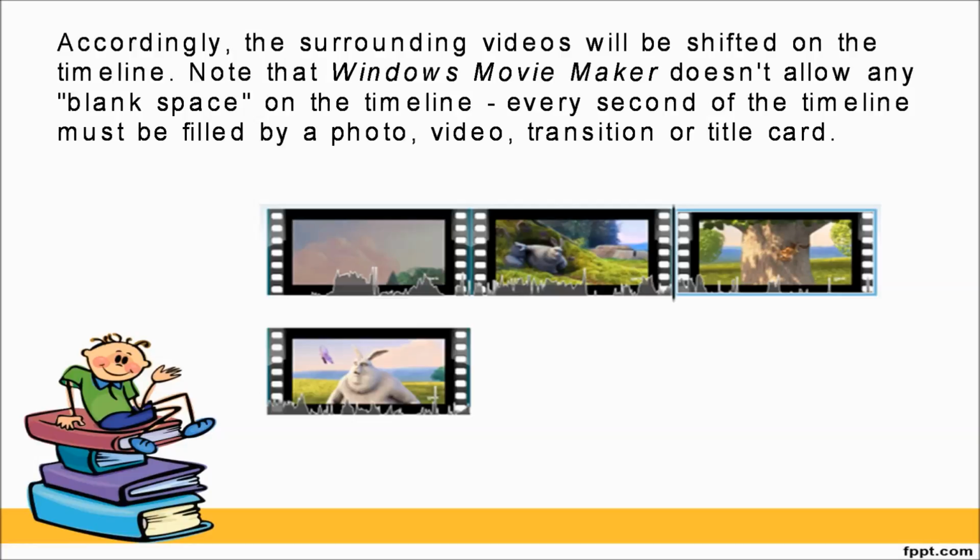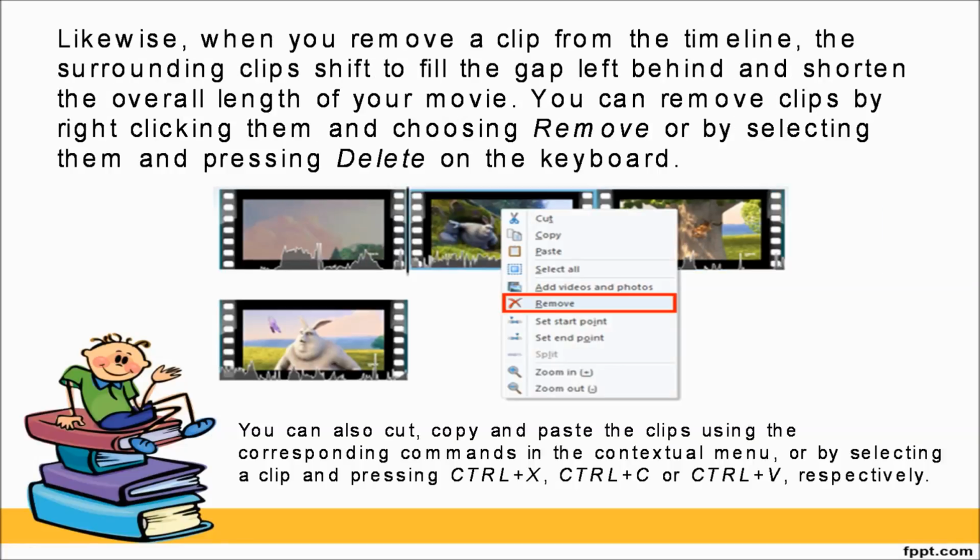Note that Windows Movie Maker doesn't allow any blank space on the timeline. Every second of the timeline must be filled by a photo, video, transition or title card. Likewise, when you remove a clip from the timeline, the surrounding clips shift to fill the gap left behind and shorten the overall length of your movie. You can remove clips by right-clicking them and choosing Remove, or by selecting them and pressing Delete on the keyboard.